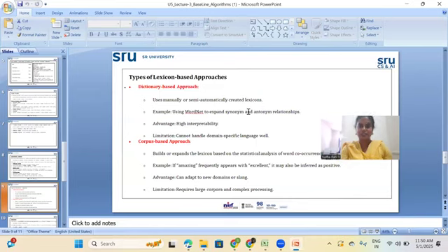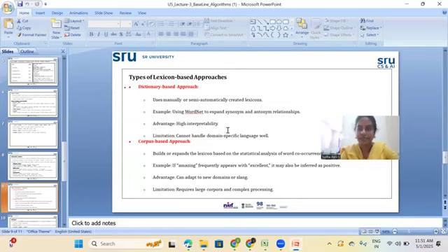Types of lexicon-based approaches: dictionary-based approach and corpus-based approach. Here we have two types of lexicon-based approaches. In dictionary-based approaches, we use manually or semi-automatically created lexicons, using WordNet to expand synonym and antonym relationships, where the words are arranged in alphabetical order. Words starting with A, or words starting with E, are all at the same place. Such traditional things are called dictionary-based approaches.